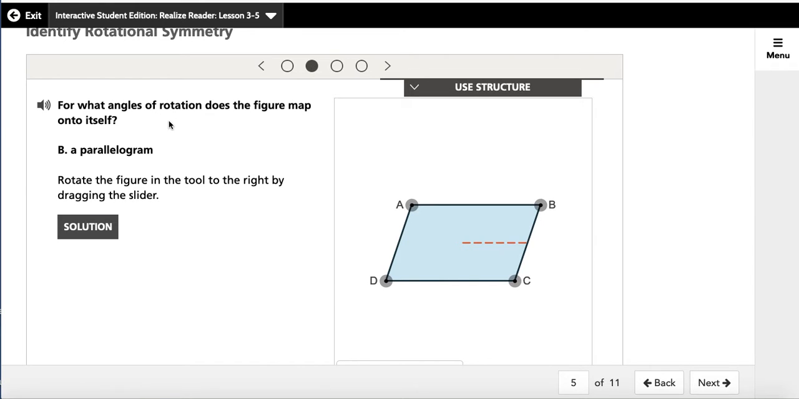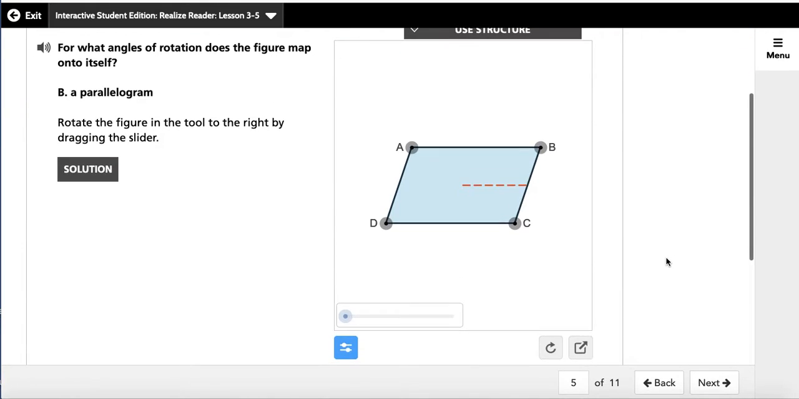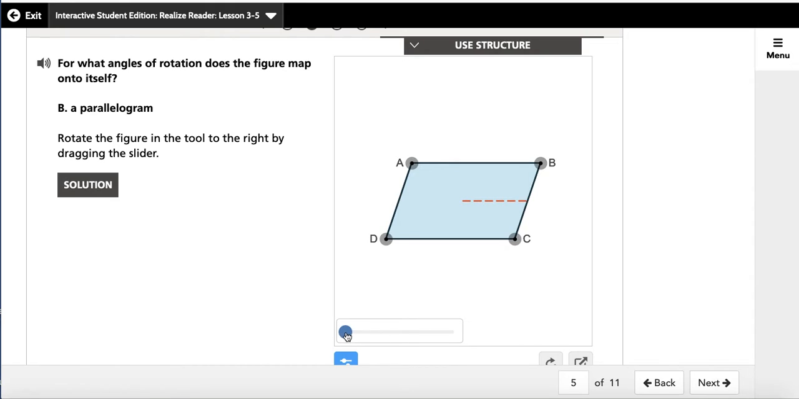For what angles of rotation does the figure map onto itself for a parallelogram? All right, same thing. I'm going to rotate it and see what angle measures this works for. I know I probably got to go all the way across to here. At 180, and then it won't happen again until I get all the way back. So only 180.